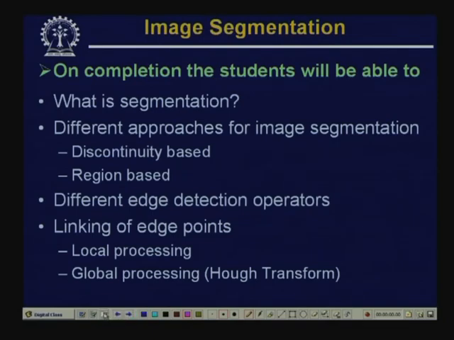Now, let us see what is meant by image segmentation. By image segmentation, we mean a process of subdividing an image into its constituent parts or objects in the image. The main purpose of subdividing an image into its constituent parts or objects is that we can further analyze each of these objects once they are identified. Each of these constituents can be analyzed to extract some information, so that this information is useful for high level machine vision applications.